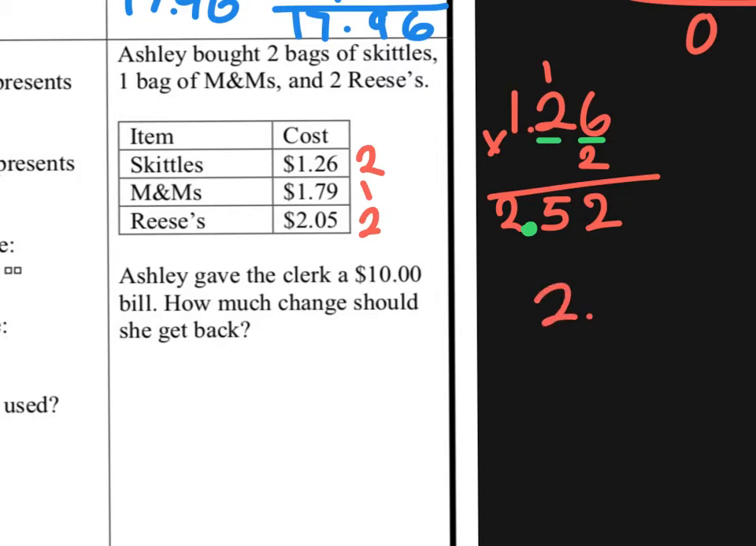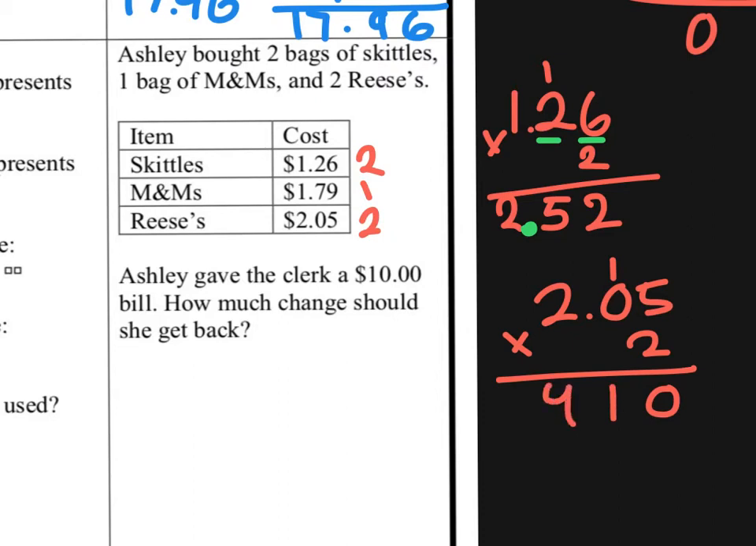For the Reese's, it's $2.05 times 2. 5 times 2 is 10, carry the 1. 2 times 0 is 0, add 1. And 2 times 2 is 4. We know there's going to be 2 numbers behind the decimal, so it'd be 4.10. All you have to do is add these all up. You have $2.52 for the Skittles. We have the $1.79 for the M&Ms. And we have the $4.10 for the Reese's.